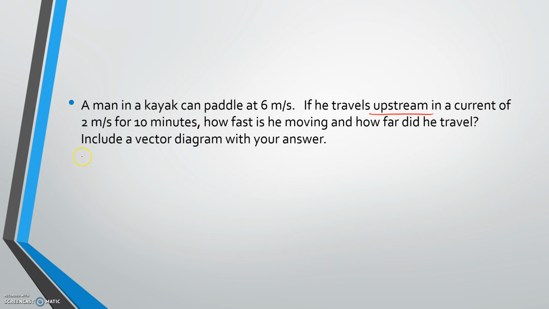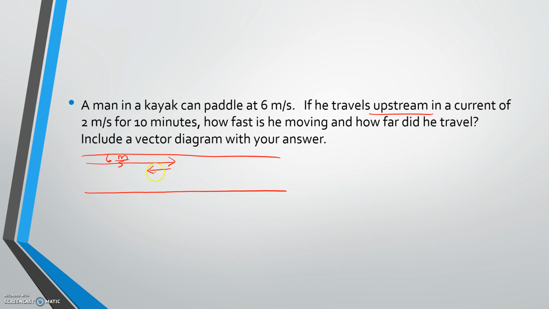So if we draw our vector diagram, the first thing we'll do is draw our little stream here. We've got a man kayaking on our river at 6 meters per second, but this time he's paddling against the current. So we're going to put our second vector like this. Remember, whenever we have two vectors that we're putting together, we always attach them by the head of the first to the tail of the second vector.